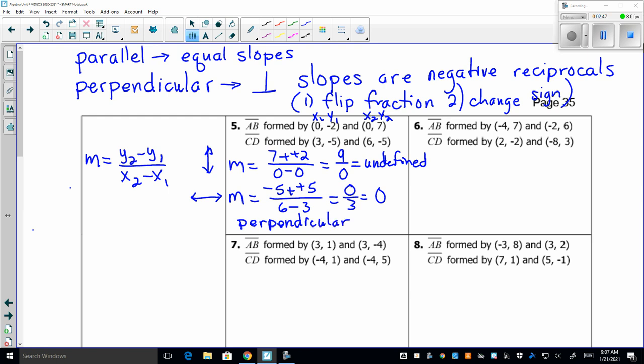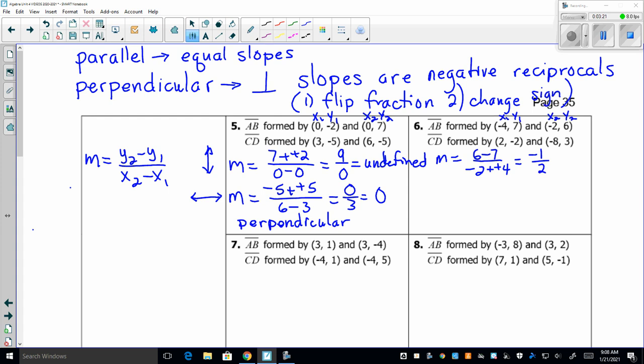All right, number 6, we have two lines. We have AB and CD. Let's find out if they're parallel, perpendicular, or neither. Let's check. I have 6 minus 7 over negative 2 minus negative 4. Remember, this is x1, y1. This is x2, y2. So 6 minus 7 is negative 1. 2 minus negative 4 turns into 2 plus 4, which is positive 2.